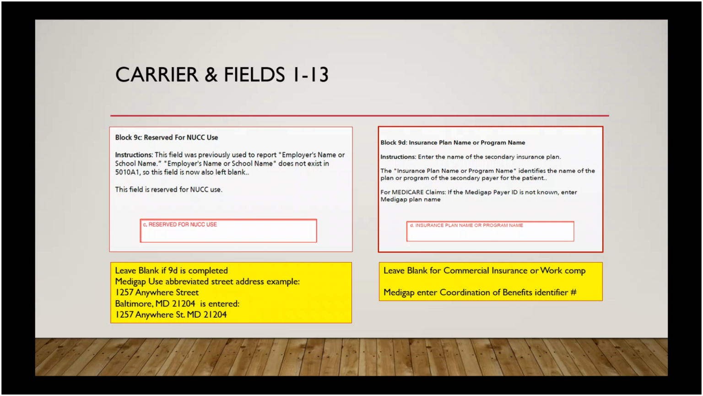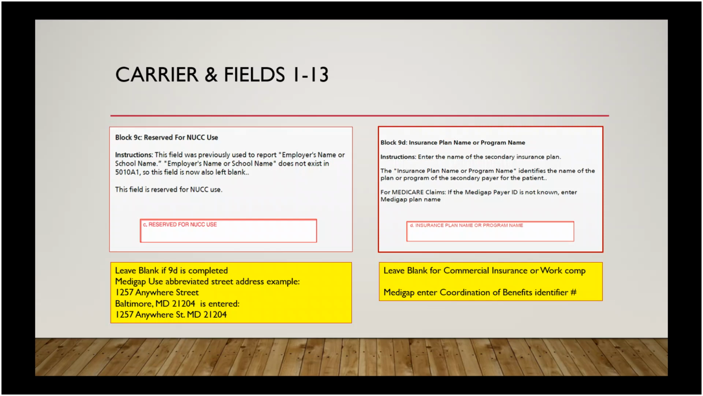9C. This is used to report the employer's name or school name. You're going to leave it blank if 9D is completed. So again, if 9D is completed, we're going to leave it blank. Otherwise, for Medigap, you're going to use the abbreviated street address. So 1257 Anywhere Street, Baltimore, Maryland, 21204 is entered as 1257 Anywhere Street, the abbreviated MD, 21204. It should say Baltimore on that particular one.